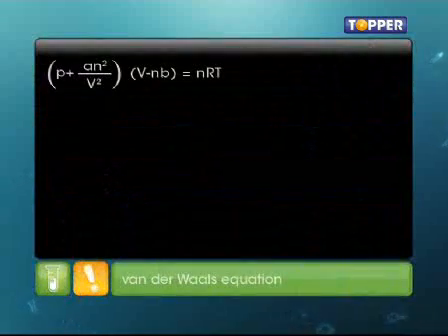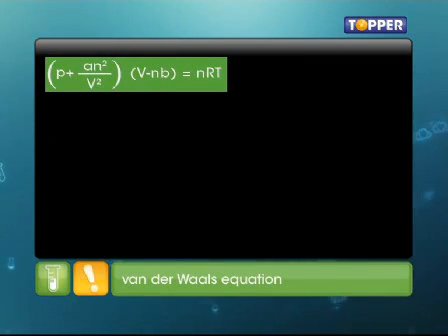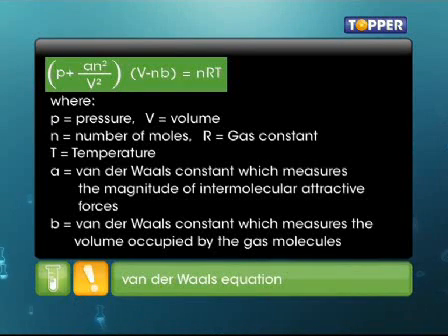Thus, the ideal gas equation, if corrected for molecular size and interactions, looks like (P + a n²/V²) times (V − nb) is equal to nRT. This equation is called the van der Waals equation, and the constants a and b are the van der Waals constants.